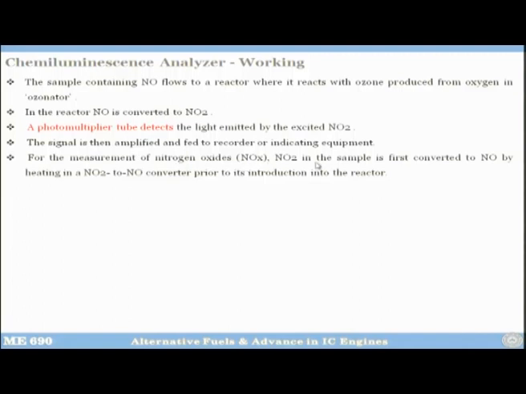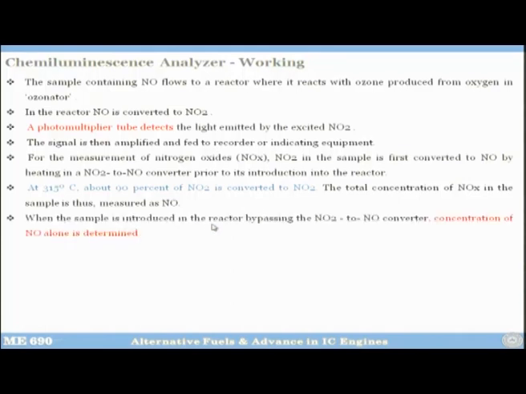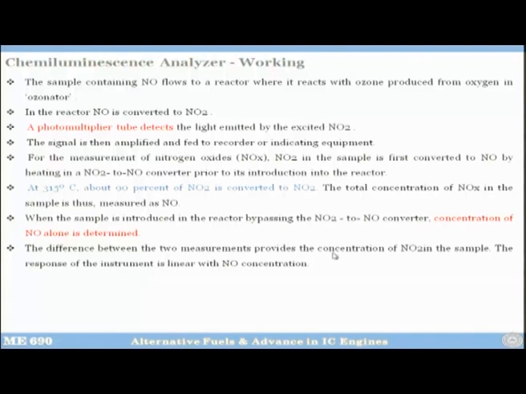For the measurement of NOx, NO2 in the sample is first converted to NO by heating in an NO2 to NO converter prior to its introduction in the reactor. So, you heat it in the presence of a catalyst. At 315 degrees centigrade, about 90% of the NO2 is converted to NO. The total concentration of NOx in the sample is thus measured as NO. When the sample is introduced in the reactor bypassing the NO2 to NO converter, the concentration of NO alone is detected. I have explained to you how it works. The difference between the two measurements provides the concentration of NO2 in the sample.